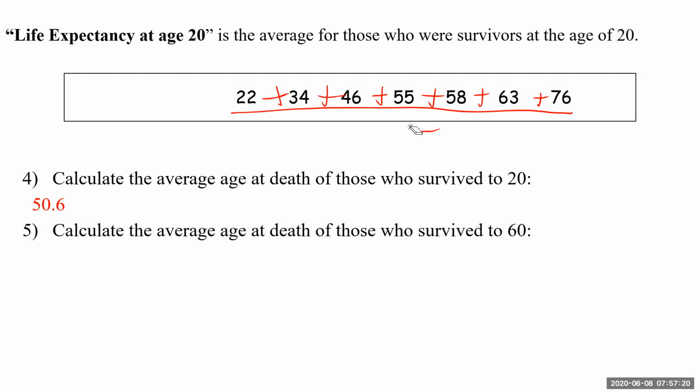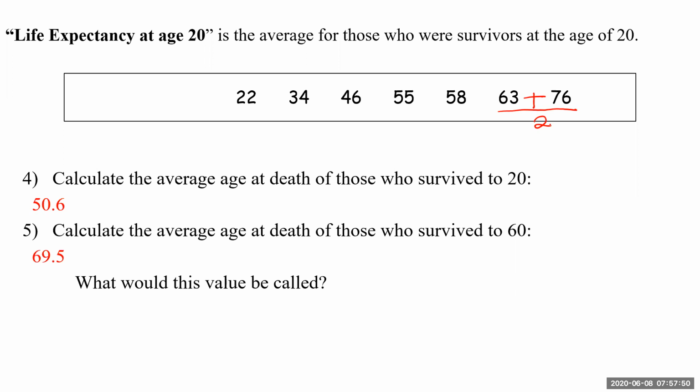Okay, sweet. Now this time, the second one, we want to calculate the average age at death of those who survived to 60. And how many survived to 60? Just 2. So it's 63 and 76. So we put just this together and divide by 2. Is that okay? And that gives us 69.5. Now, what would this value be called? That will be called life expectancy at 60. Is that okay? Sweet.